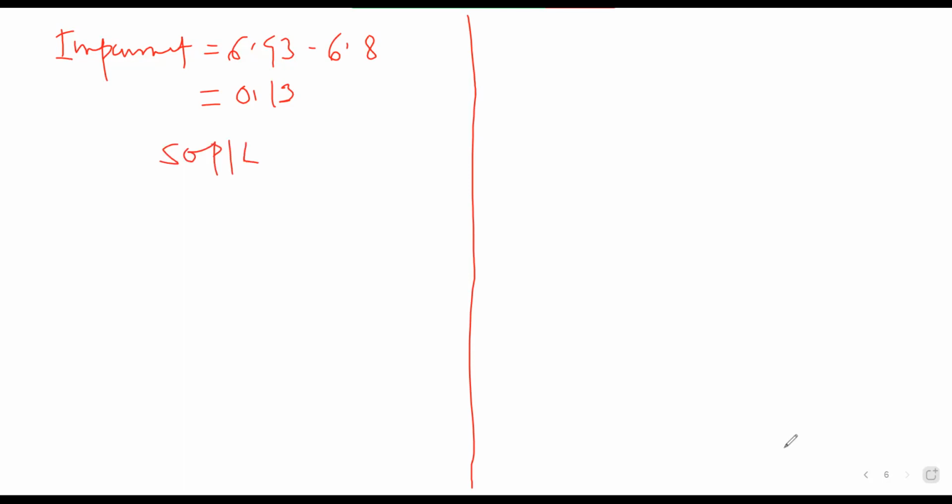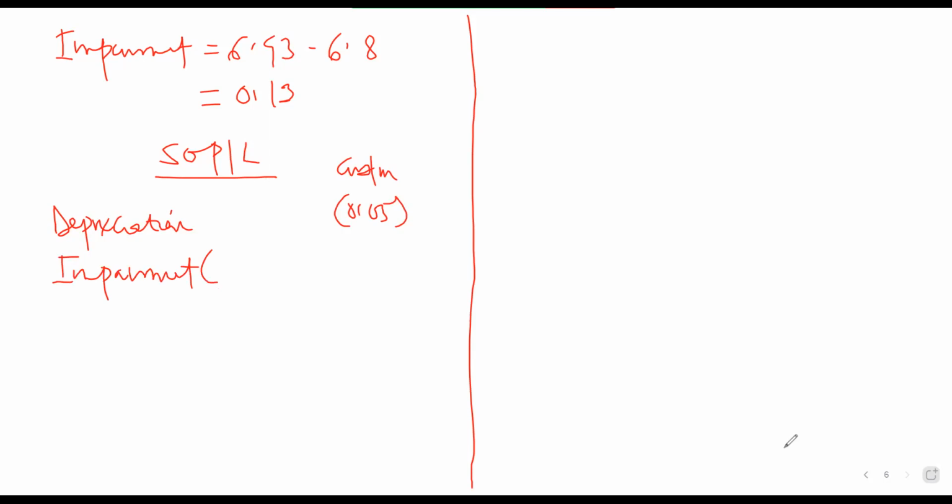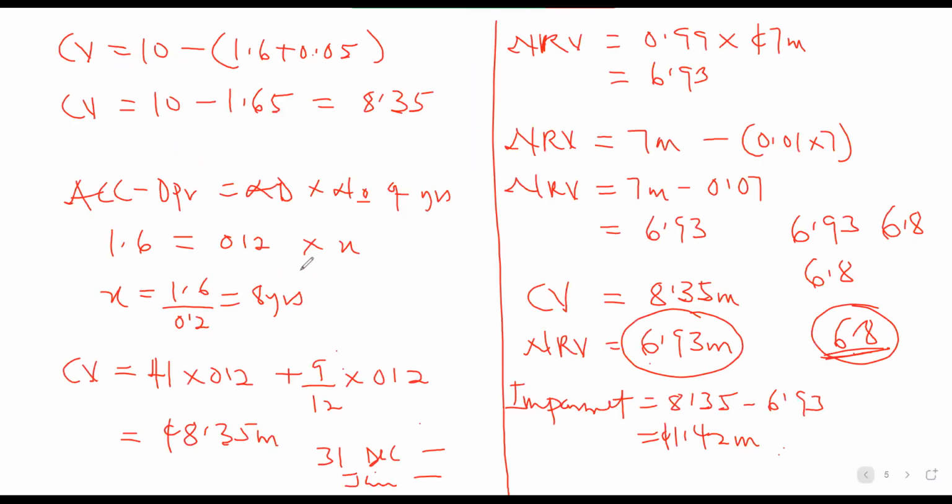In our statement of profit or loss, we are going to be having a depreciation of 3 months because the asset has been used for 3 months before it has been classified. So we look at depreciation for 3 months, that will be 0.05. Then we look at the impairment. Impairment will be 1.42 plus 0.13.